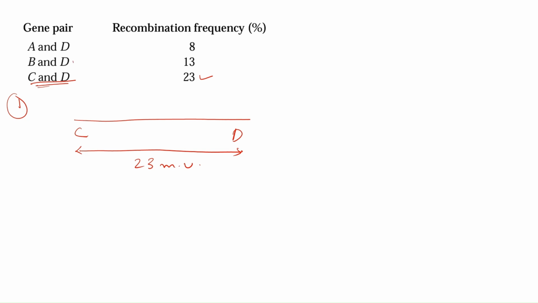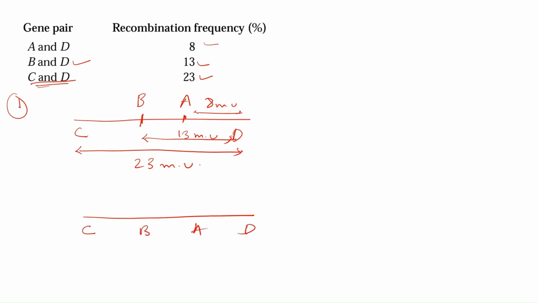Now the distance between B and D is 13%. So from D, approximately here, we can say B is present at a distance of 13 map units. Now the distance between A and D is 18%. So from D, again, A can be here at a distance of 18 map units. So like this, on the basis of recombination frequency, we can map the gene positions. So in the final chromosome, the gene order is C, then B, then A, and then D, with the different map units given here. This is how we can determine the gene position.